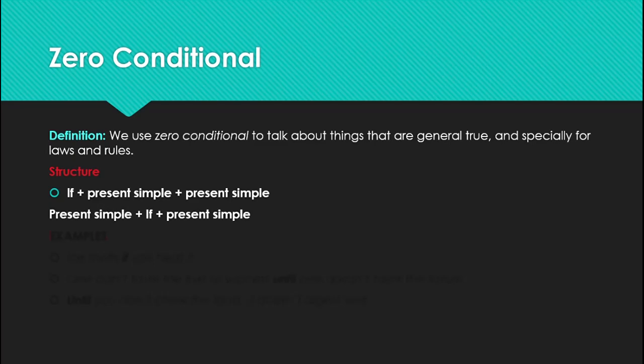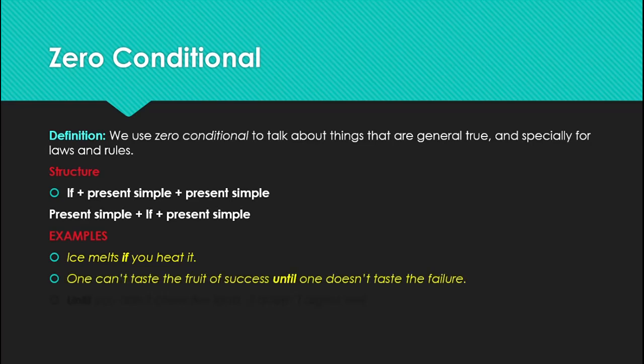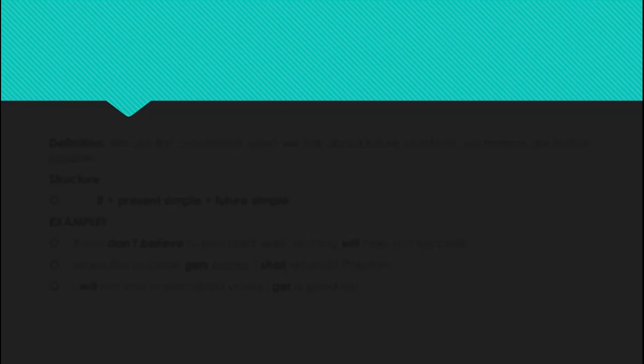See examples: Ice melts if you heat it. Now this is a fact, so that's why it is called a zero conditional, because it tells us about the general truth. One cannot taste the fruit of success until one has tasted failure. Until you chew the food, it doesn't digest well, right?